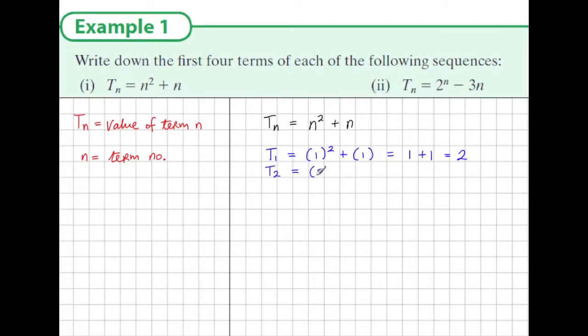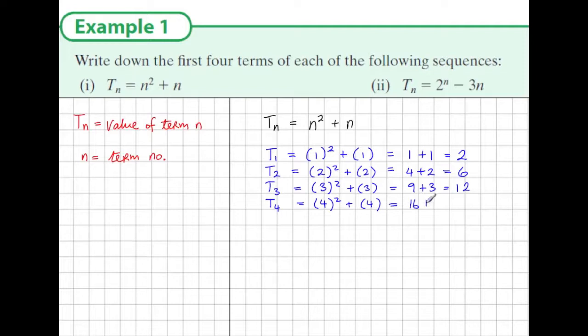For term 2, we sub in 2 instead of n, giving us a result of 6. Term 3 means replace n with 3, giving us 12. Term 4 means sub in 4 for n. And this is how we could generate any term value if we knew the term position.